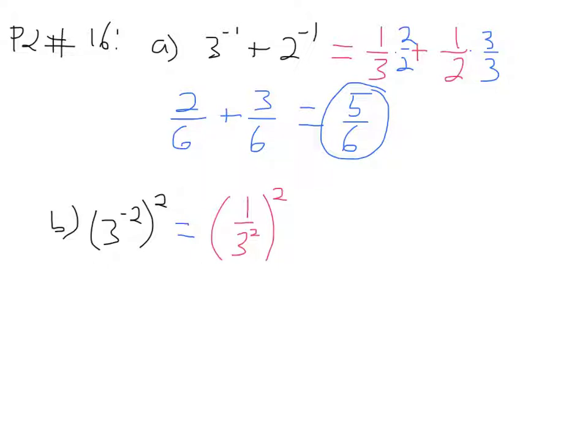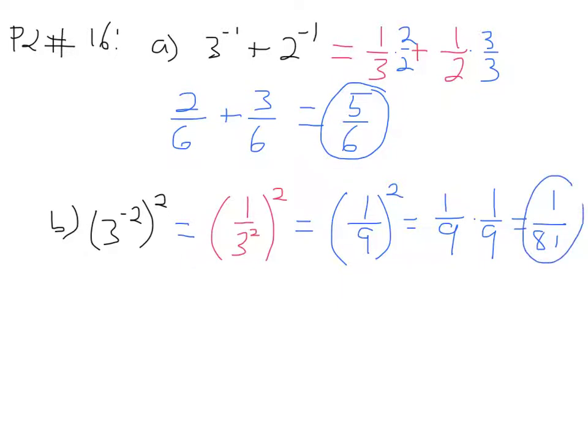Now, 3 squared on the bottom here is 3 times 3, which is 9. So that's 1/9 squared. And anytime we do a square, it's that thing times itself. So this is the same thing as 1/9 times 1/9. 1 times 1 is 1. 9 times 9 is 81. So 3 to the negative 2 quantity squared is the same thing as 1/81. And we're done. And this was problem 17, not problem 16.